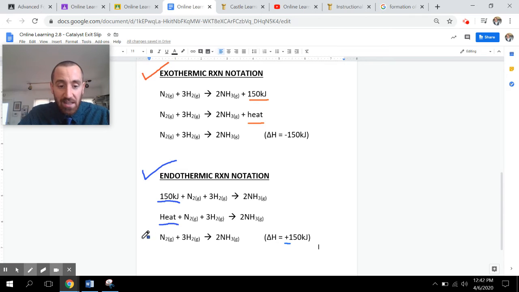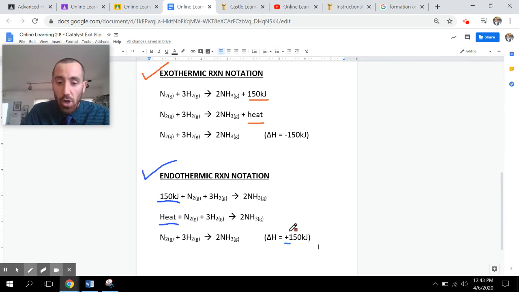And if you wanted to take this format down here and make it into this one, all you'd have to do is put in the 150 kilojoules in the reactant side of the equation and you're done. One thing that I noticed is that a lot of students were saying on the exit slip, oh, well, according to the equation, the delta H is positive. Therefore, it's endothermic. And I totally understand the misunderstanding there.